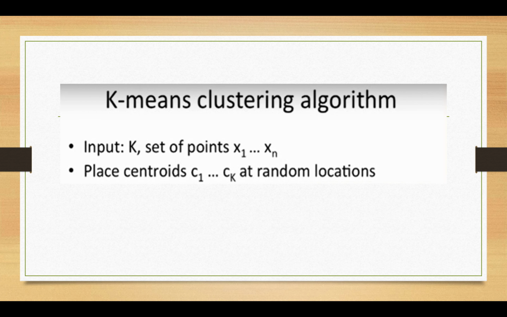The final step, we compute the centroids for the cluster by taking the average of all data points that belong to each cluster. So if we look at the k-means algorithm, first you input k set of points. The input is a set of points, so that is step number 1. We have a set of points distributed. Next we place centroids C1, C2, C3 and so on at random locations.